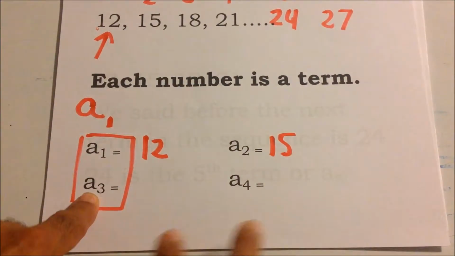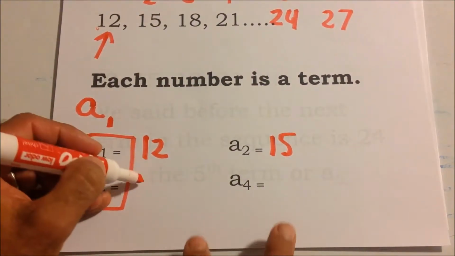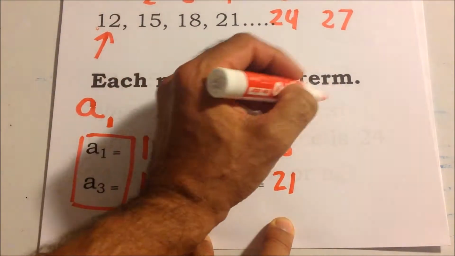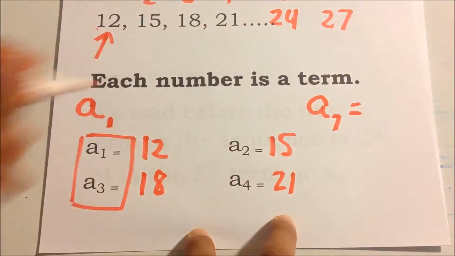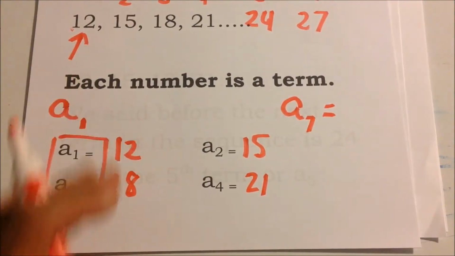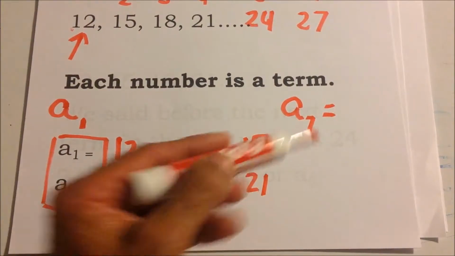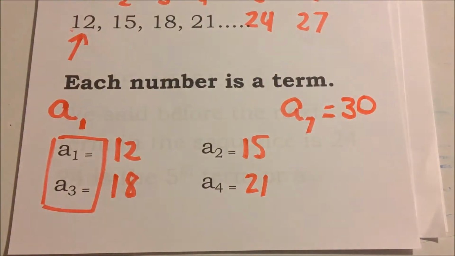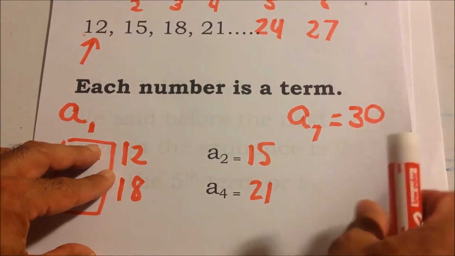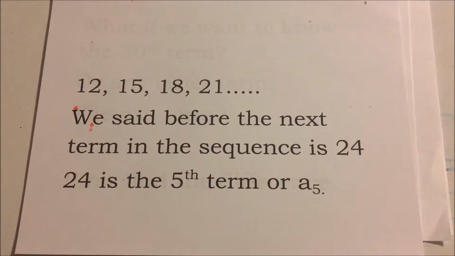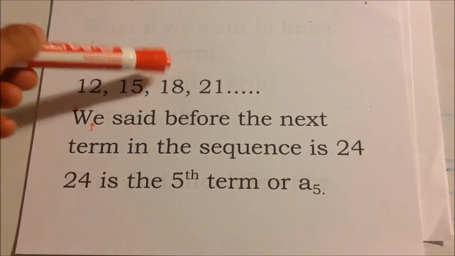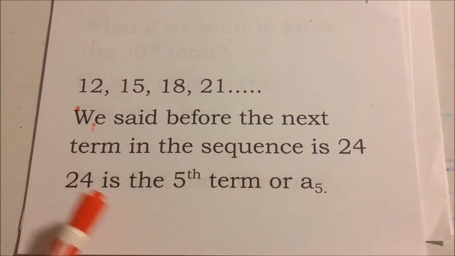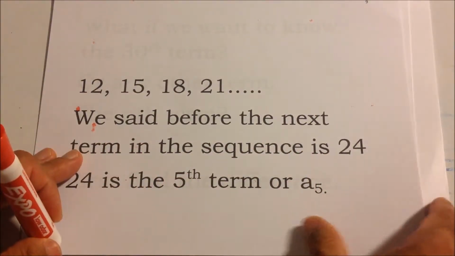So what does that mean? Well, that's the third term, which we said was 18. That's the fourth term, which we said was 21. So what would this be, and what would the answer be? That's the seventh term. What do you think the seventh term is? Okay, 30. Good. So here are our terms: first term, second term, third term, and so forth. We said the next term is 24, so 24 is the fifth term, and that's again how we write it.